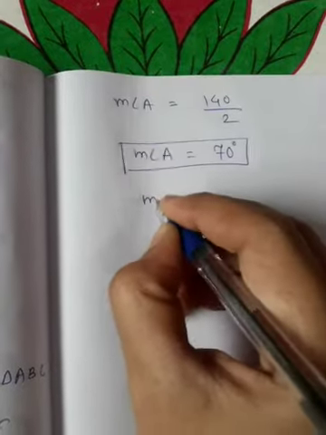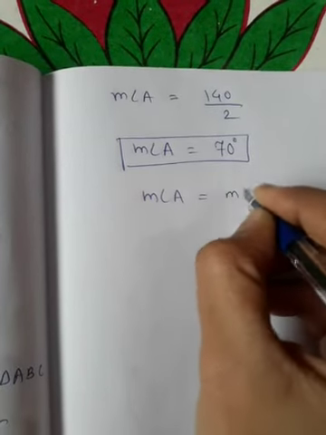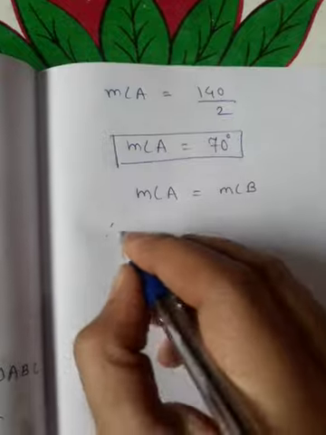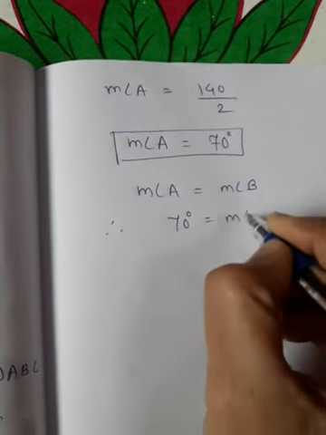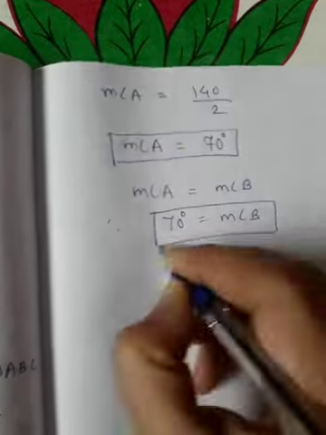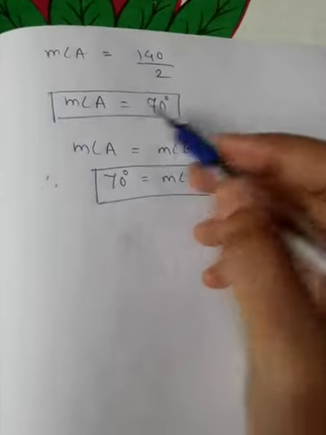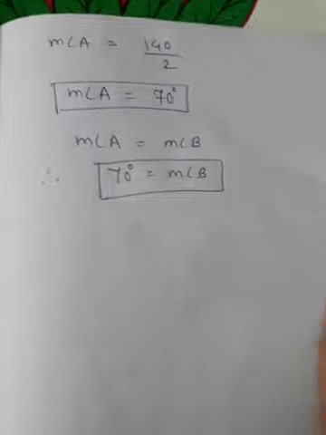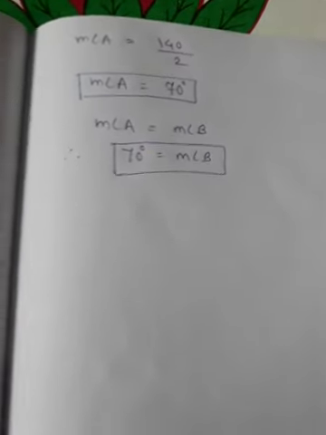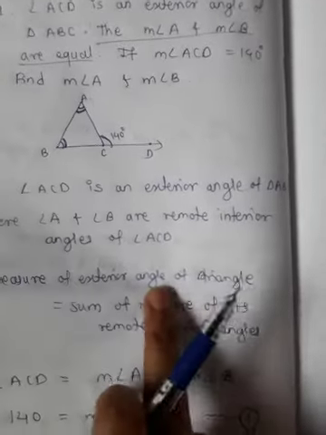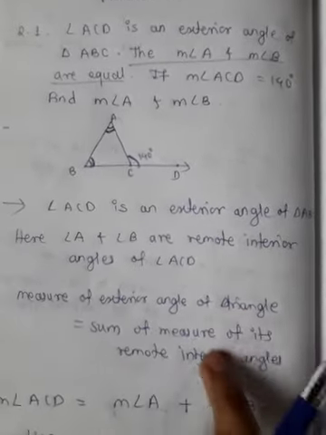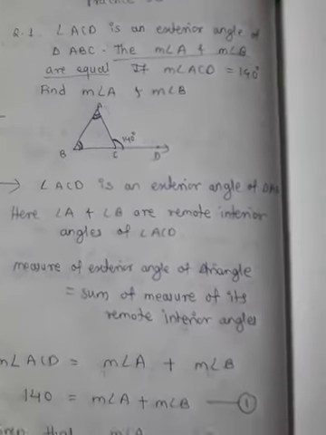And we know we are given measure of angle A is equal to measure of angle B. So therefore 70 degrees is equal to measure of angle B. That is, we have got measure of angle A is 70 degrees and measure of angle B is also 70 degrees. So here we have used the property that the measure of an exterior angle of a triangle is nothing but the sum of the measures of its remote interior angles.